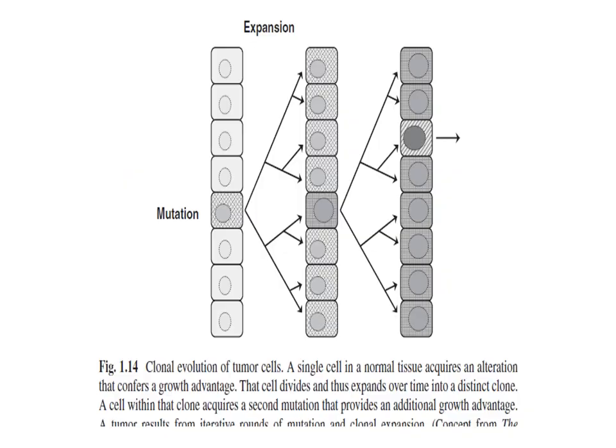So the clonal expansion word can be understood in this slide. One mutated cell goes on to proliferate and acquire more mutations, and the next level of this mutant cell goes on to multiply, and in the process one additional mutation is acquired. This cell has a potential to grow further. So this is known as clonal expansion of tumor cells. So now we can understand the role of driver mutations and passenger mutations.